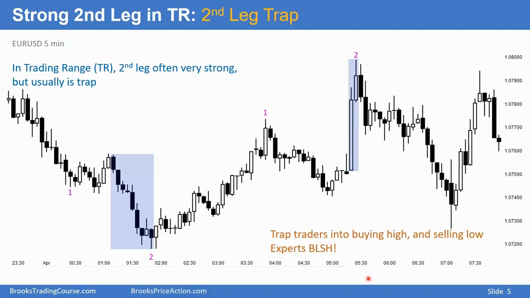Trading ranges constantly trap traders into buying high and selling low. You constantly get strong breakouts near the bottom that fail, trapping traders into selling low, and strong breakouts near the top that fail and trap traders into buying high, and they reverse down. Usually, when they reverse down, you get a good sell signal bar. When you have a second leg trap at the bottom and they reverse up, you get a pretty good looking buy signal bar, and very often a micro double bottom.